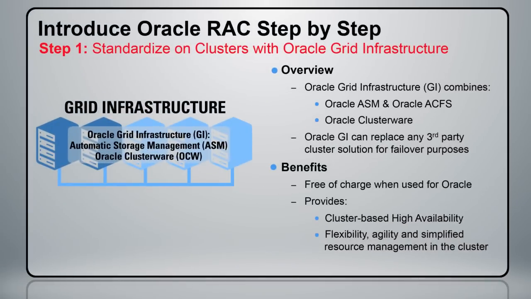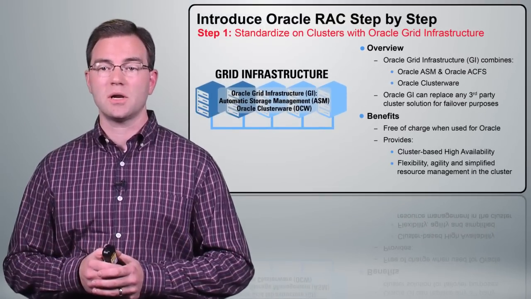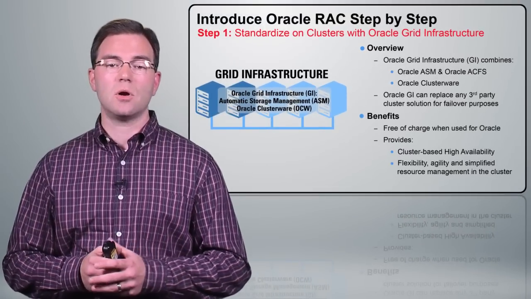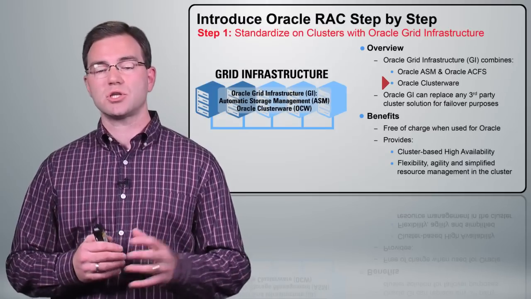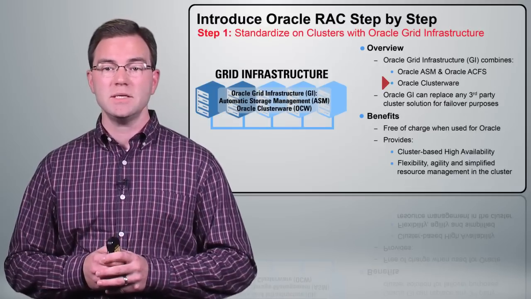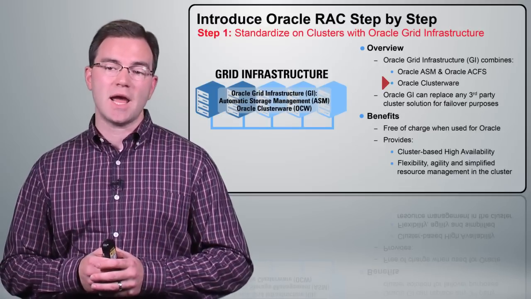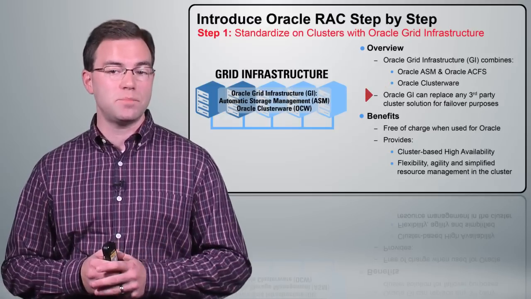As I mentioned before, Oracle Grid Infrastructure, or GI for short, combines Oracle ASM and Oracle ACFS. Oracle ACFS is the ASM cluster file system and comes for free with Oracle Grid Infrastructure. It also combines Oracle Clusterware. So now Oracle Grid Infrastructure combines all three aspects to manage any failover environment, so that Oracle GI can actually be used to replace any third-party cluster solutions for failover purposes.